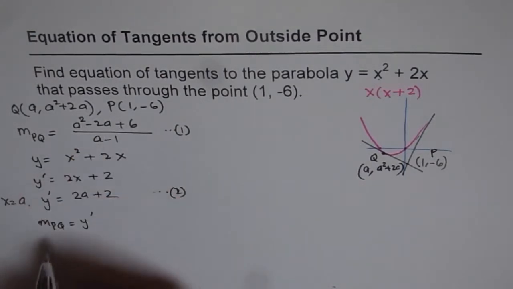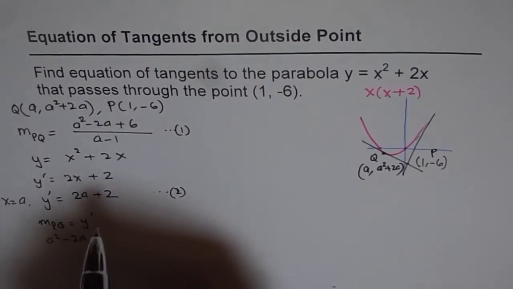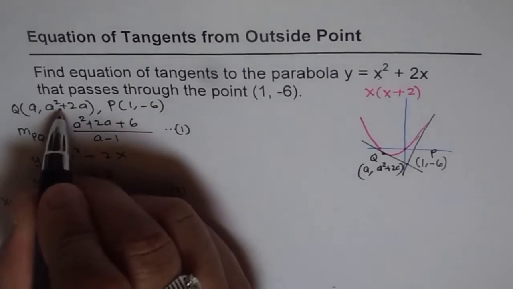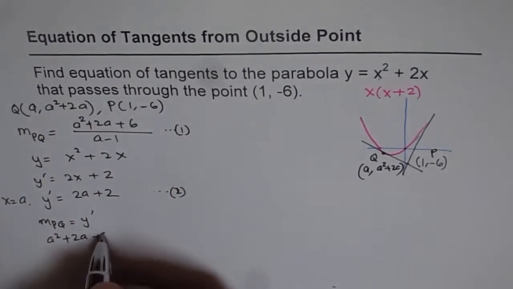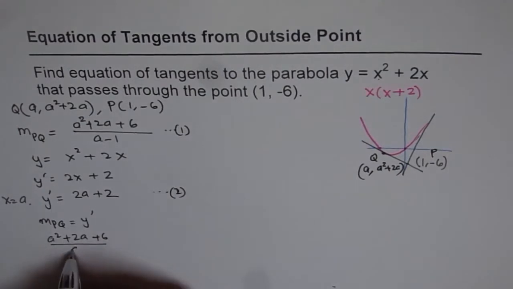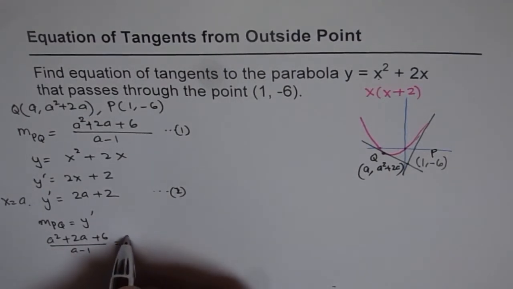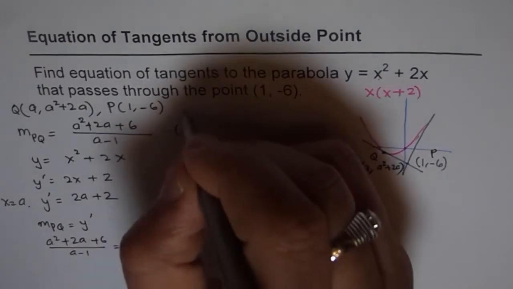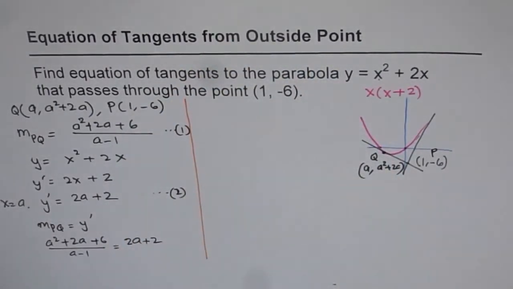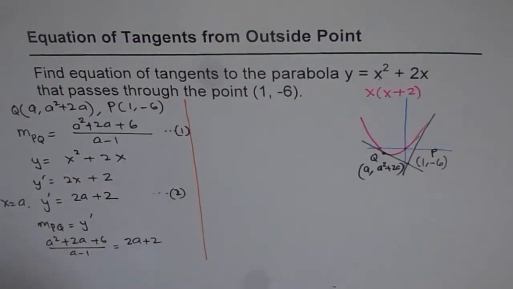And therefore we can write now a squared plus 2a, a plus 2, right? So a squared plus 2a plus 6 over a minus 1 should be equal to 2a plus 2, correct? So that becomes our equation in one variable, and that is a. Now from this equation we can always solve for a. So let's do that.